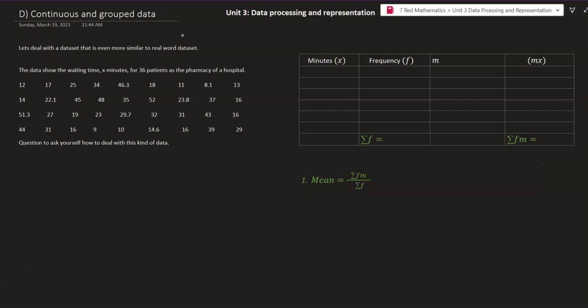Assalamualaikum class. So today we are going to do Unit 3, data processing and representation, and the topic is continuous and grouped data. In the previous lecture we worked with discrete data, and today we are going to work with continuous data.